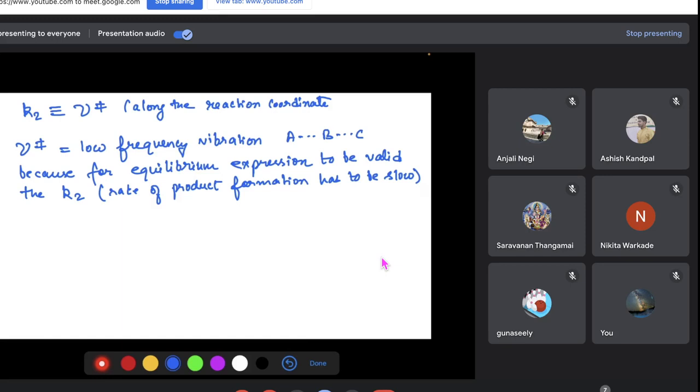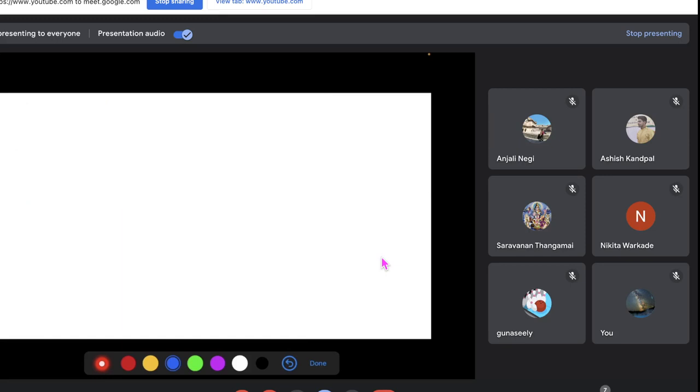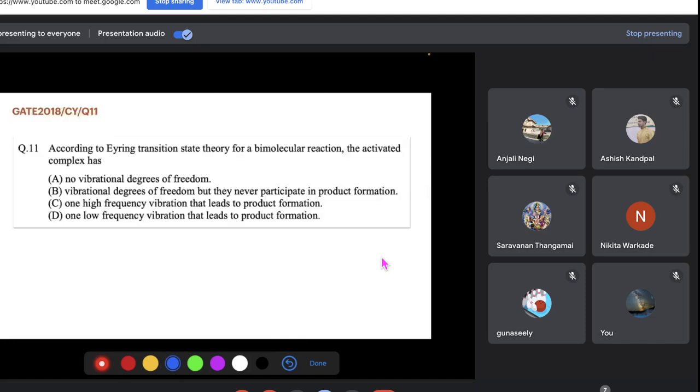So hence, coming back to my question, the Eyring transition state theory for a bimolecular reaction. Please note that we have asked what the activated complex has. So we need to think about that. So what does our activated complex have?